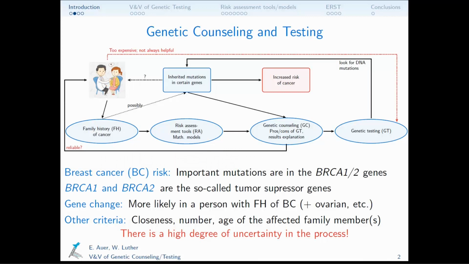That is why the patients are not referred for testing directly. First, a doctor can take a look at the family history of cancer for a given patient. Based on that, risk assessment tools can be used first to give us predictions about certain mutation probabilities, for example, or risk probabilities for a given patient. The pros and cons of genetic testing are explained here at the stage of genetic counseling.